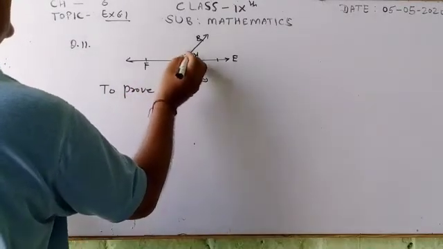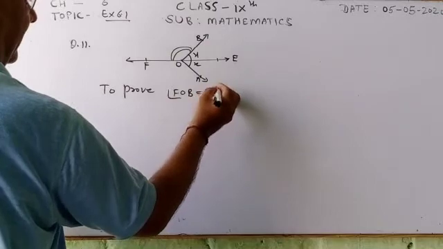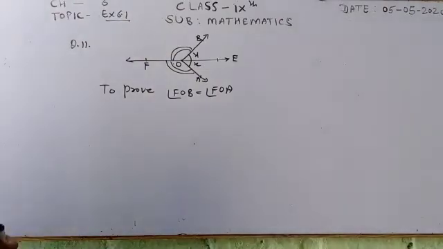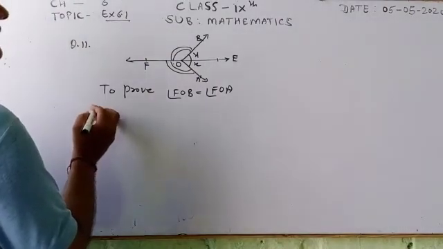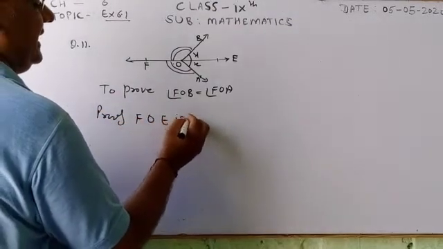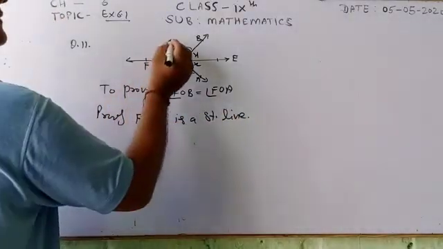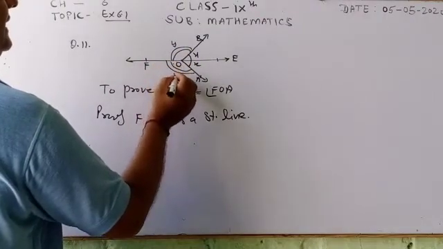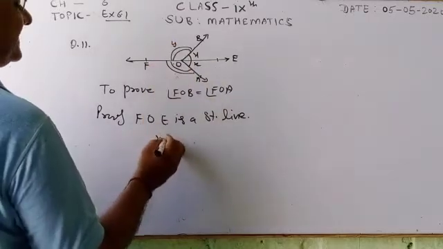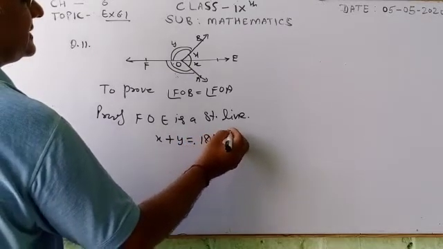that angle FOB is equal to angle FOE. So we write down the proof. We know that FOE is a straight line, and we let this angle be equal to y and this also equal to y here. So x plus y equals 180 degrees, a straight angle.